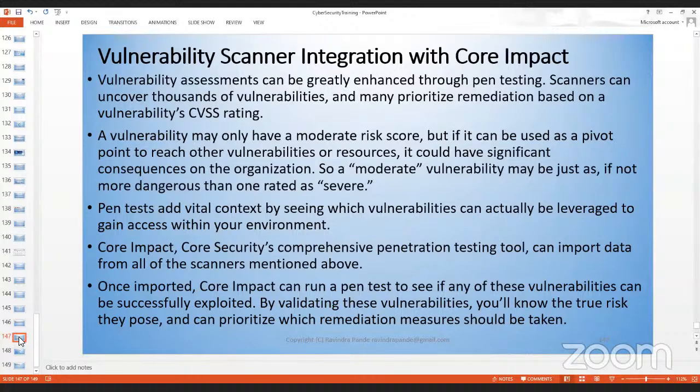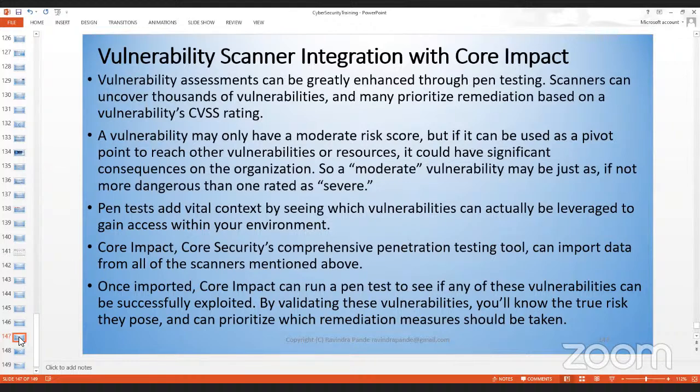How can vulnerability scanner integration with Core Impact, and with the help of an external cybersecurity expert, take cybersecurity to the next level? This is what we want to understand: how to address Core Impact with external help as well. Does that make sense to you? Could you understand this scenario? Yes, sir. Great.